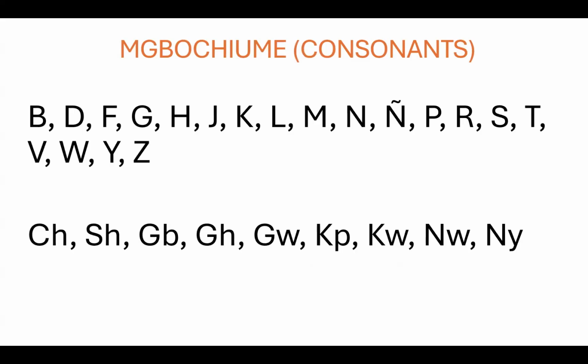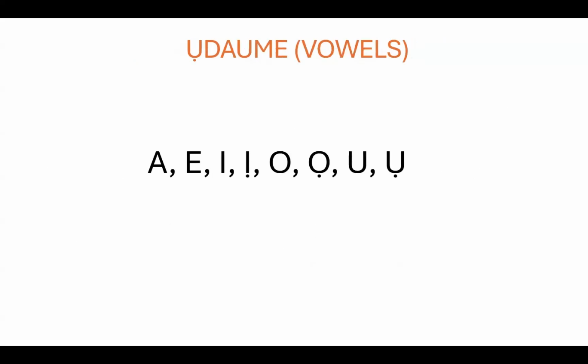Mgbochiume means something that sort of constricts your breath when you are talking. Just like the first one, when you try to say "be", you hold your breath sort of, right? It's not like when you're saying "o", you are exhaling, or when you're saying "ah". That's why they call those ones udume. You use your breath to pronounce them. Udume, A, E, I, you know.